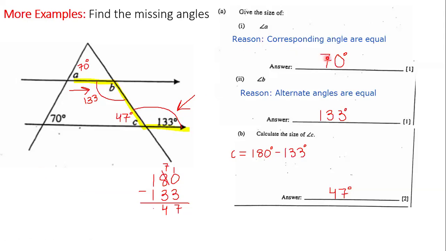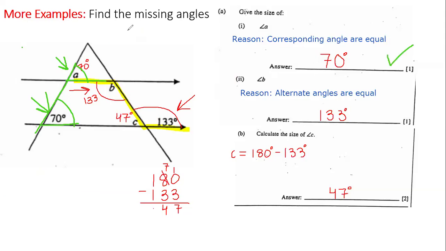So, a quick recap. A is 70 degrees. Why? Because corresponding angles are equal, and we know it's corresponding because of the F shape. If this one is 70 here, that one must also be 70 there. So corresponding angles are equal.